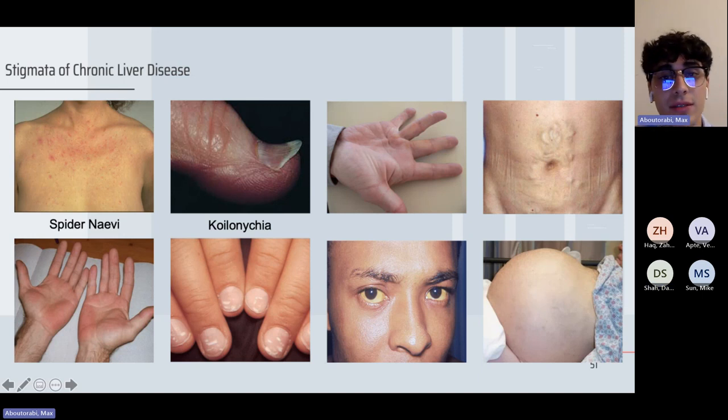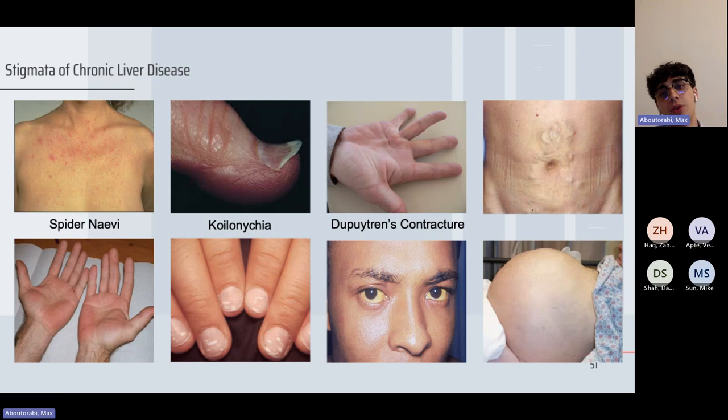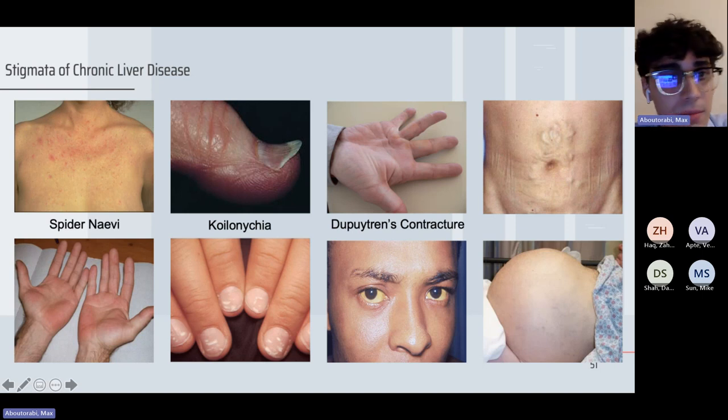That one's quite hard to see, but it's Dupuytren's contracture. If you look at the ring finger, you can almost see the tendon sheath, and when the hand is put flat onto the table, it's still lifted and almost flexed. That's a sign of severe alcohol use in a patient, and it's something you want to look out for on your abdo exam.